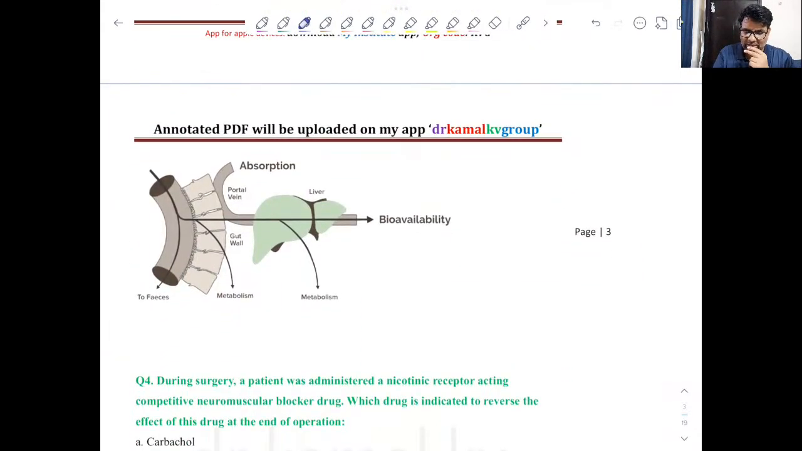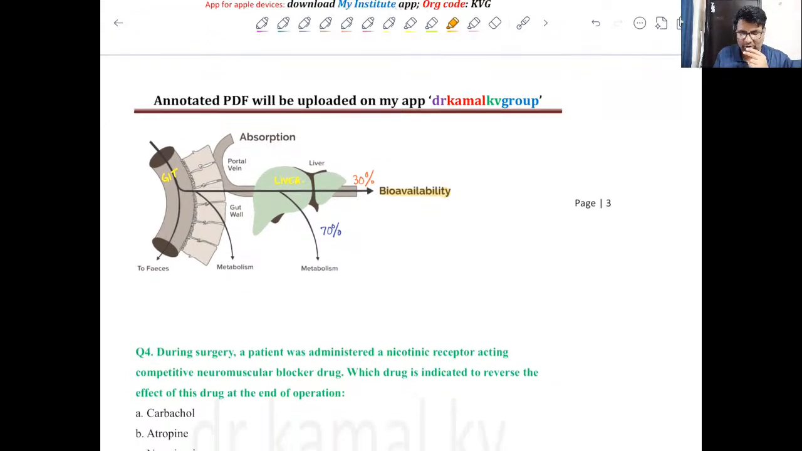So this is the concept which I was discussing. So this is of course the GIT here. Okay, so we have taken the drug by oral route. It will go to the liver. Here some amount of drug will be metabolized, say 70% is metabolized, and then the remaining 30% will go into the systemic circulation, and that will be known as the bioavailability. Okay, so I think you won't forget it now.